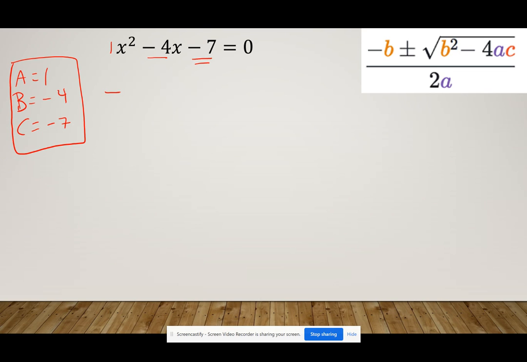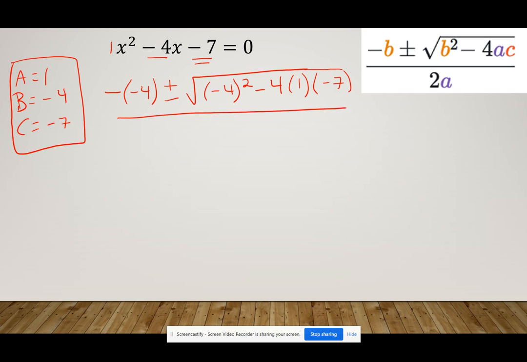We have the opposite of B. B is -4. Plus or minus the square root. B again is -4, minus 4. A is 1. C is -7. All over 2 times 1. So see how all these sets of parentheses are each one of those letters.